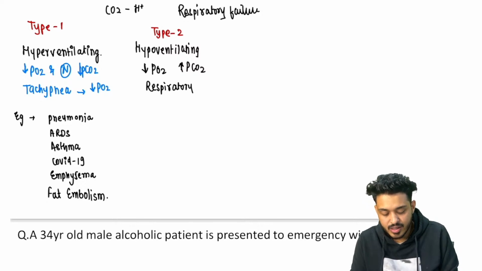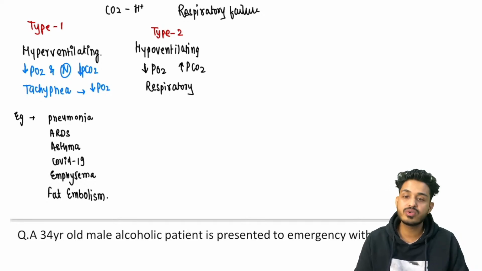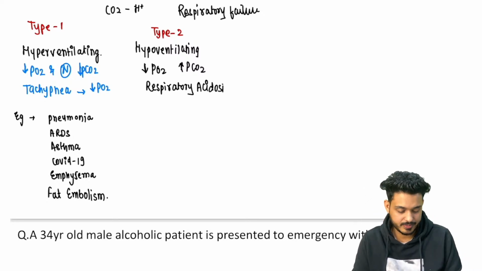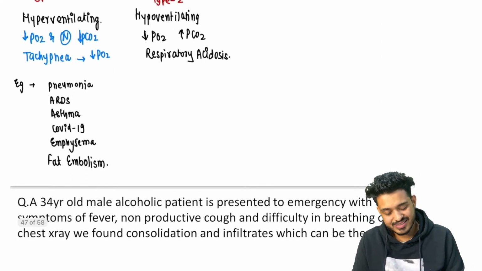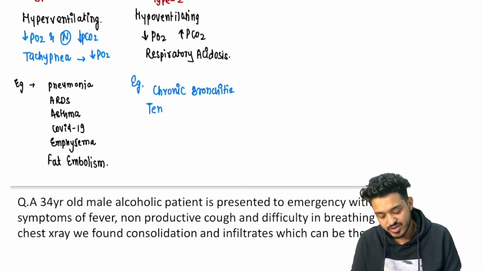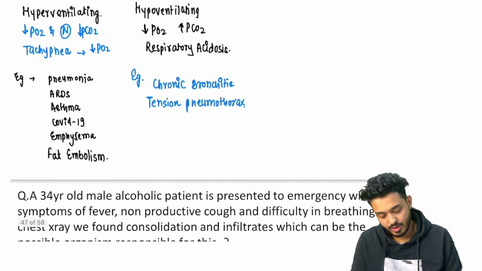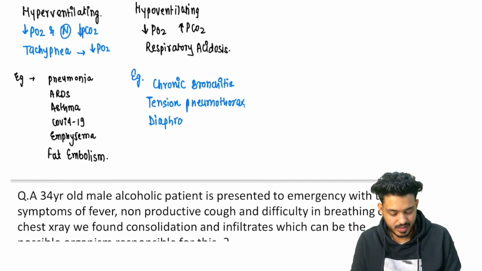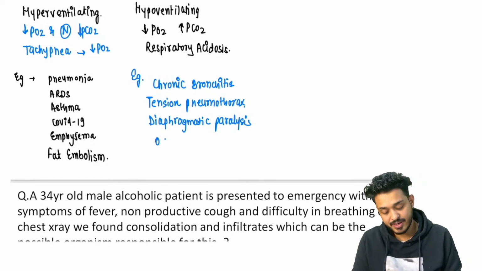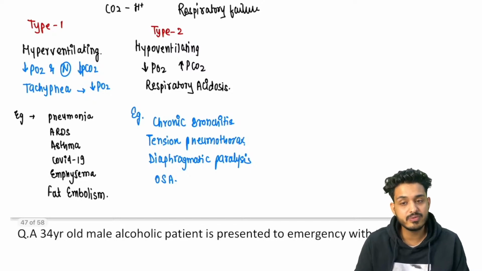If CO2 increases, H plus increases. If there is an increase in CO2, there will be an increase in H plus, which leads to respiratory acidosis. What are the examples we are having here? We are having examples like chronic bronchitis, tension pneumothorax, diaphragmatic paralysis, and cases like obstructive sleep apnea. Here you will be having this type 2 respiratory failure.